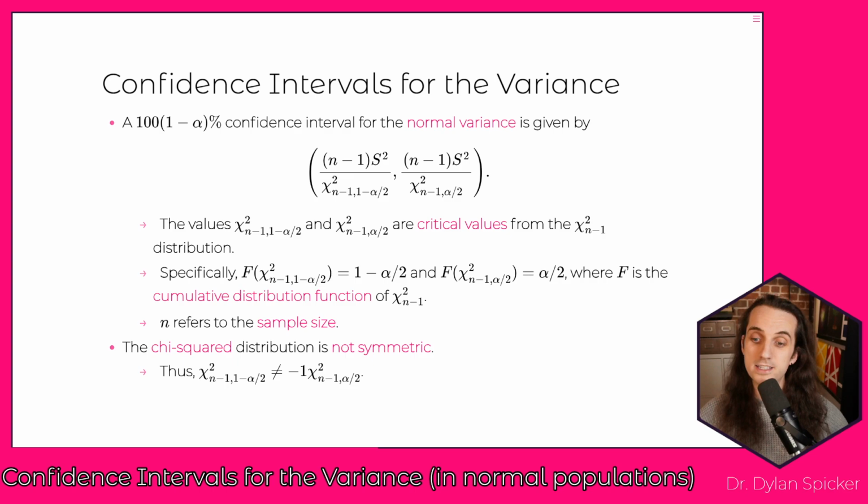Right, so the chi-squared n minus 1 at 1 minus alpha over 2 is not equal to negative 1 times the chi-squared n minus 1 at alpha over 2. This does hold when they're normally distributed or t-distributed or when they have any symmetric distribution, but it doesn't hold in this case. Okay, and so we actually need both critical values.